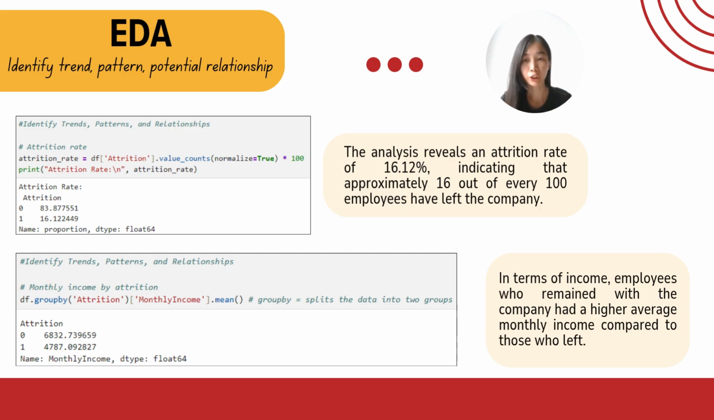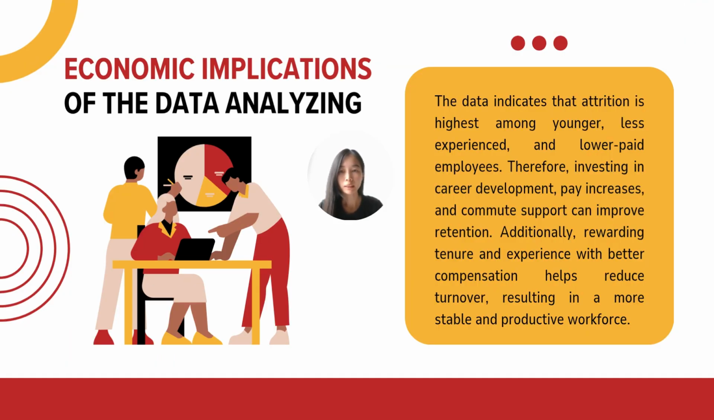Moving on to identifying trends, patterns, and potential relationships. The analysis reveals an attrition rate of 16.12%, indicating that approximately 16 out of every 100 employees have left the company. In terms of income, employees who remain with the company have a higher average monthly income compared to those who left. In conclusion, the economic implication of the data analysis is that attrition is highest among younger, less experienced, and lower paid employees.